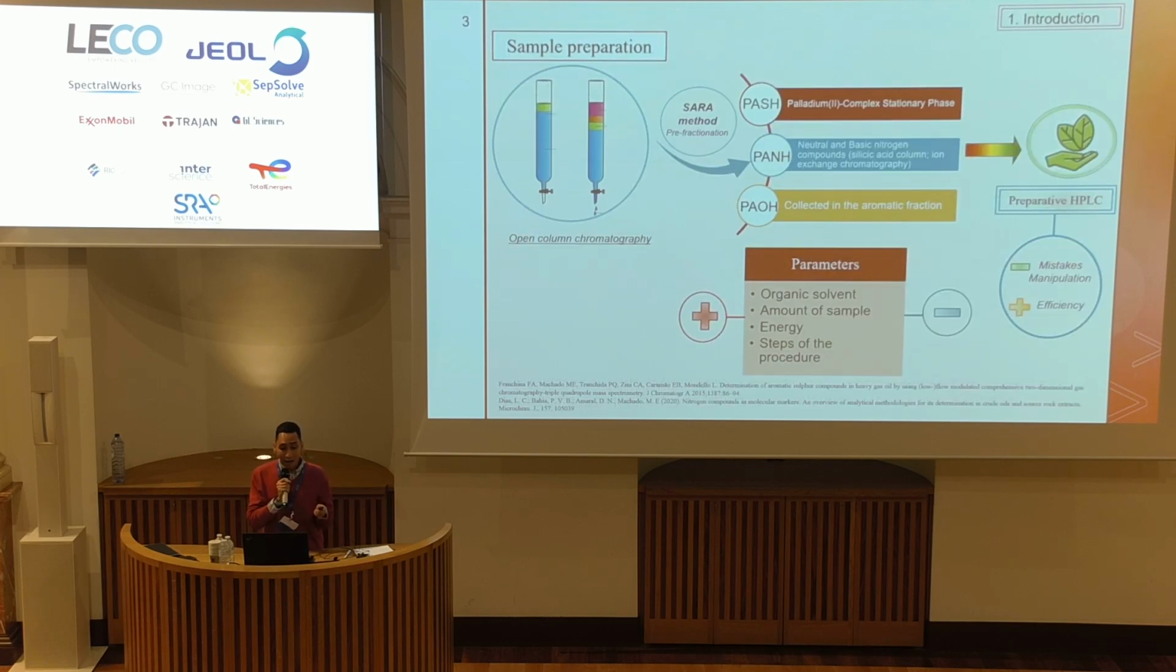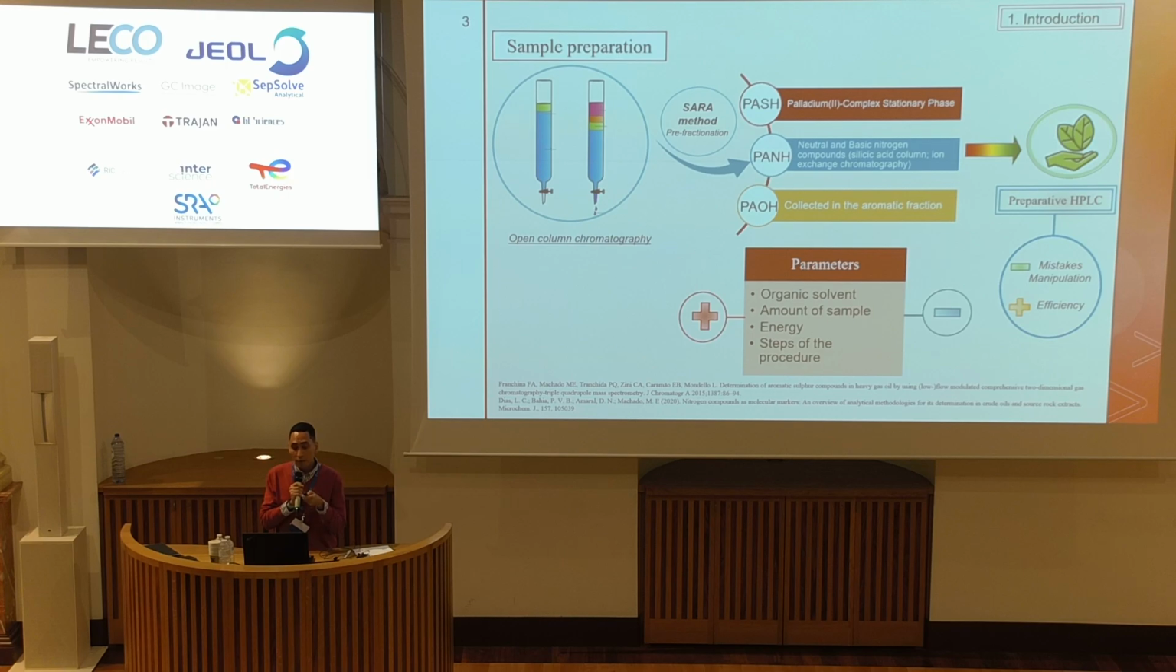So, after that, the next step is to determine these compounds in the samples. The most applied analytical methodology for their determination is the open column chromatography, which is a pre-fractionation step. It's applied to the collection of the aromatic fraction, and usually the SARA method is applied for that. All these compounds are collected in the aromatic fraction. After the SARA method, the next step is another fractionation to collect these compounds separately.